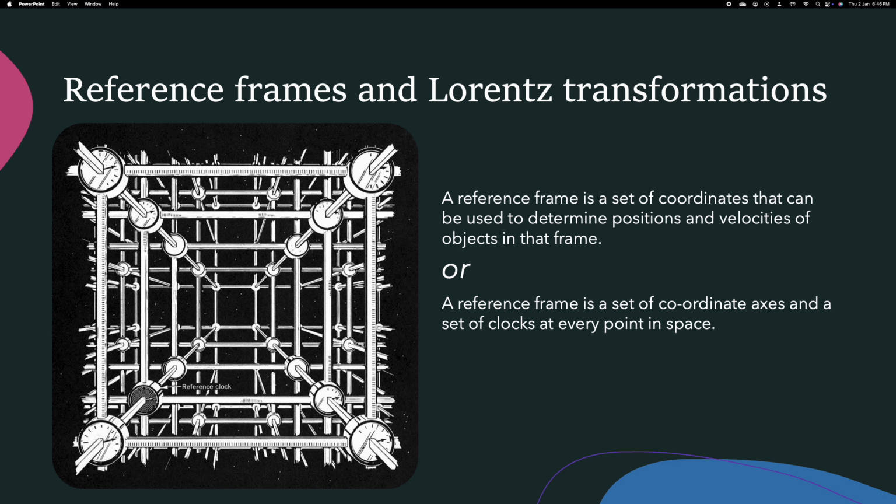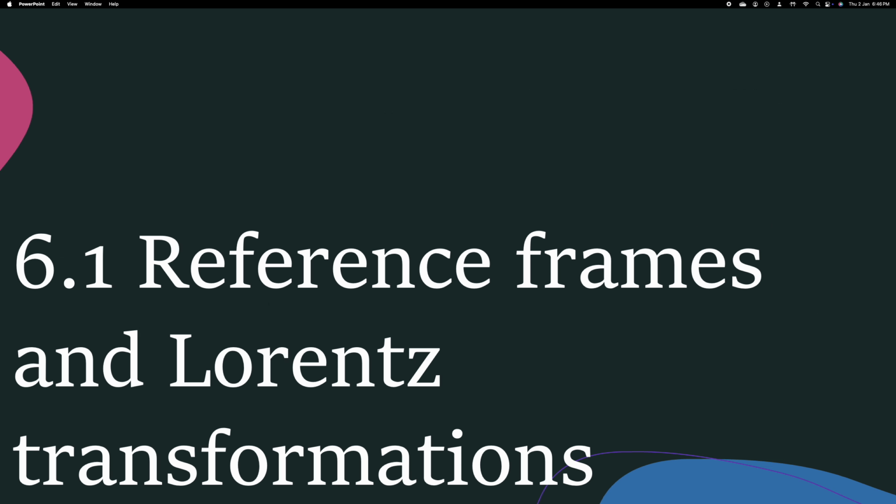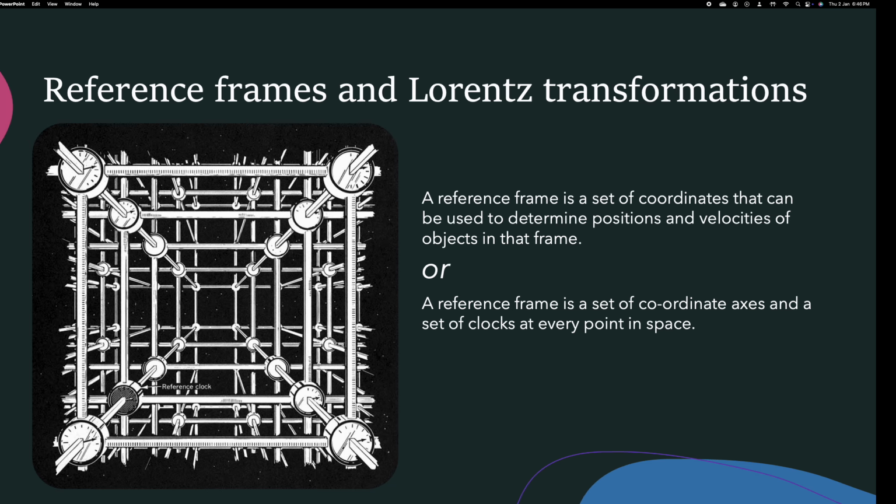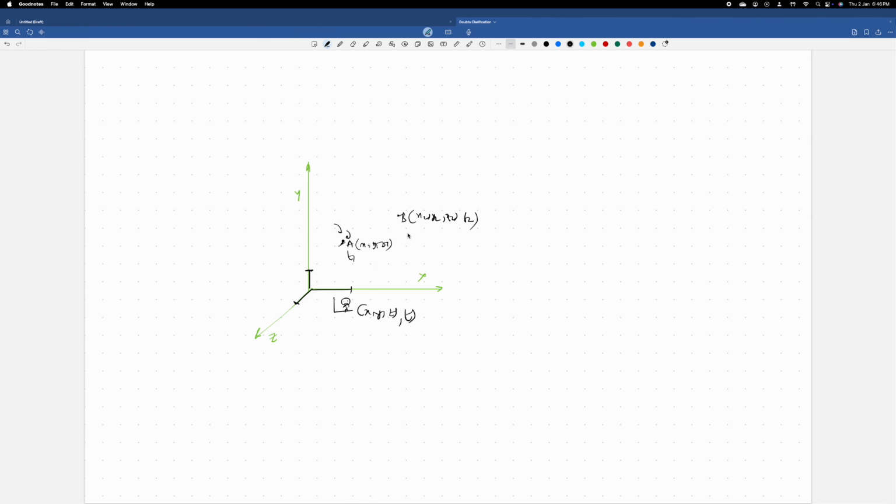Let me read out the definition. A reference frame is a set of coordinates that can be used to determine the positions and the velocities of the objects in that frame, right? It can also be defined as a set of coordinate axes, which is basically x comma y comma z, and a set of clocks at every point in space. Clear? Now, when I'm talking about coordinate axes, I'm talking about the three-dimensional axes, x comma y comma z, but in this whole unit, we're going to consider only two-dimensional space. We're going to ignore the third dimension, the z-axis. So we're going to consider x comma y along with the clocks, which is time.